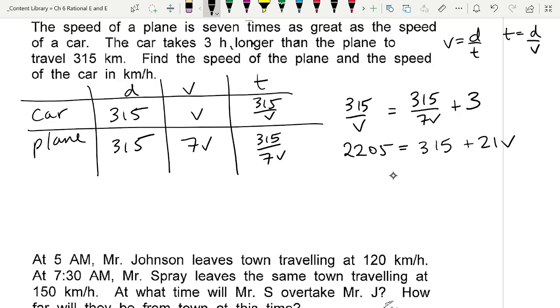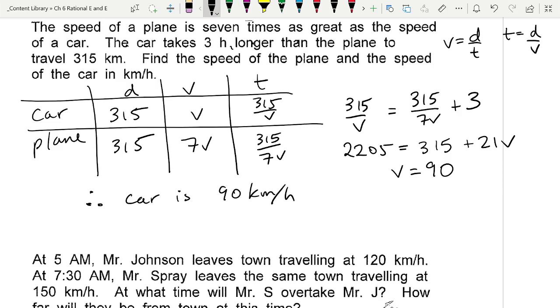So I minus 315 from both sides, divide both sides by 21. I already did the math on this. I know that it's 90. You can use a calculator for a question like this. So now, it says find the speed of the plane and the speed of the car. So I would say, therefore, the car is 90 kilometers per hour.